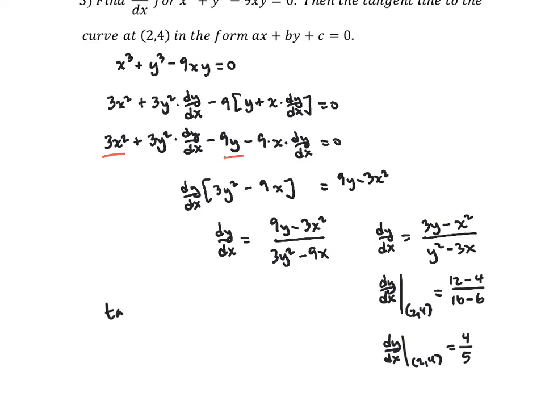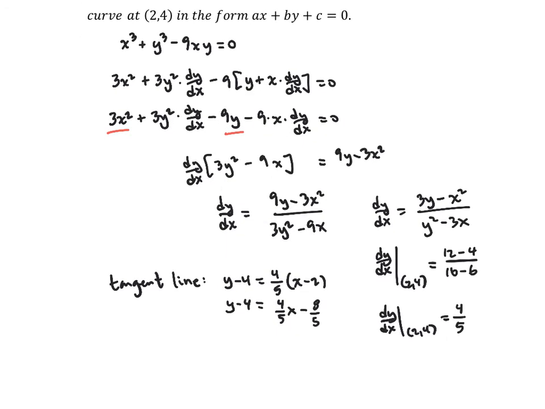So the tangent line equation is going to be y minus 4 equal to 4/5 (x minus 2). There's your tangent line equation in point-slope form. Let's put it into the standard form. So I'm going to distribute 4/5. So that'll be 4/5 x minus 8/5. Let's bring everything over to the left side, setting the right side equal to 0.